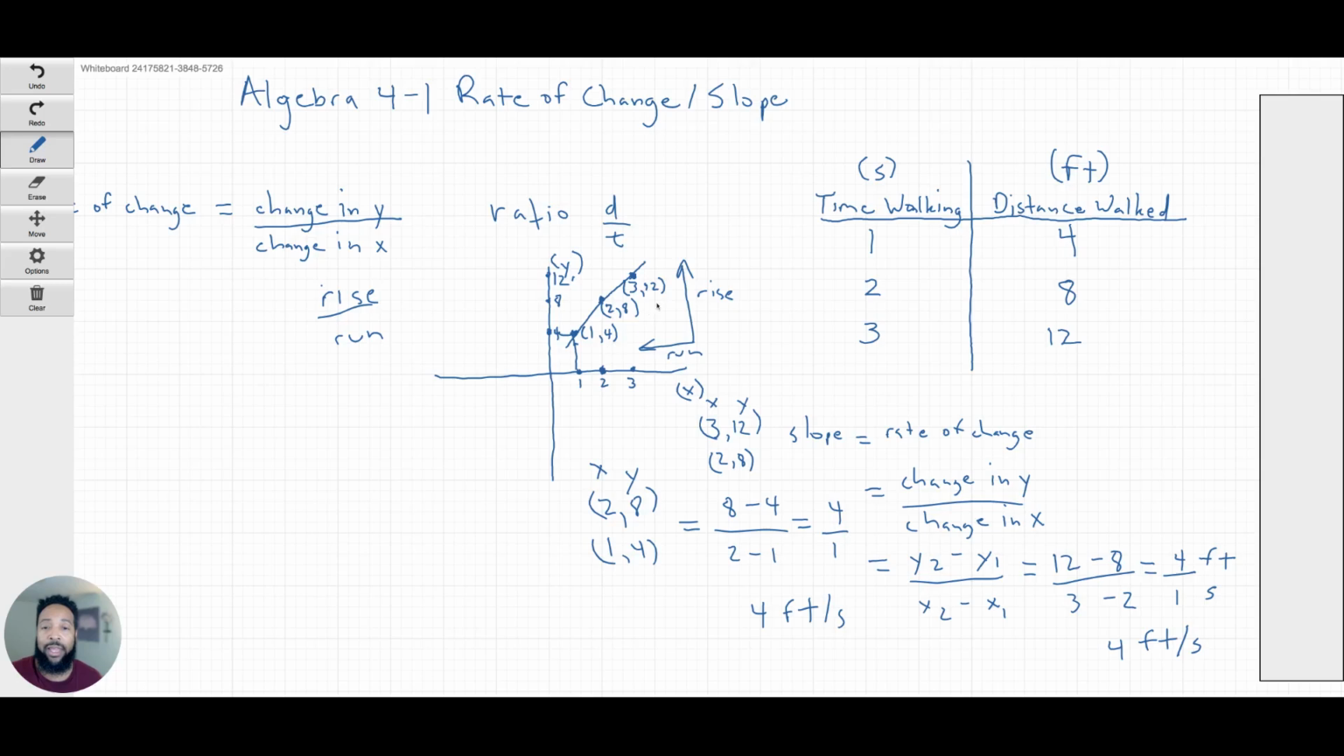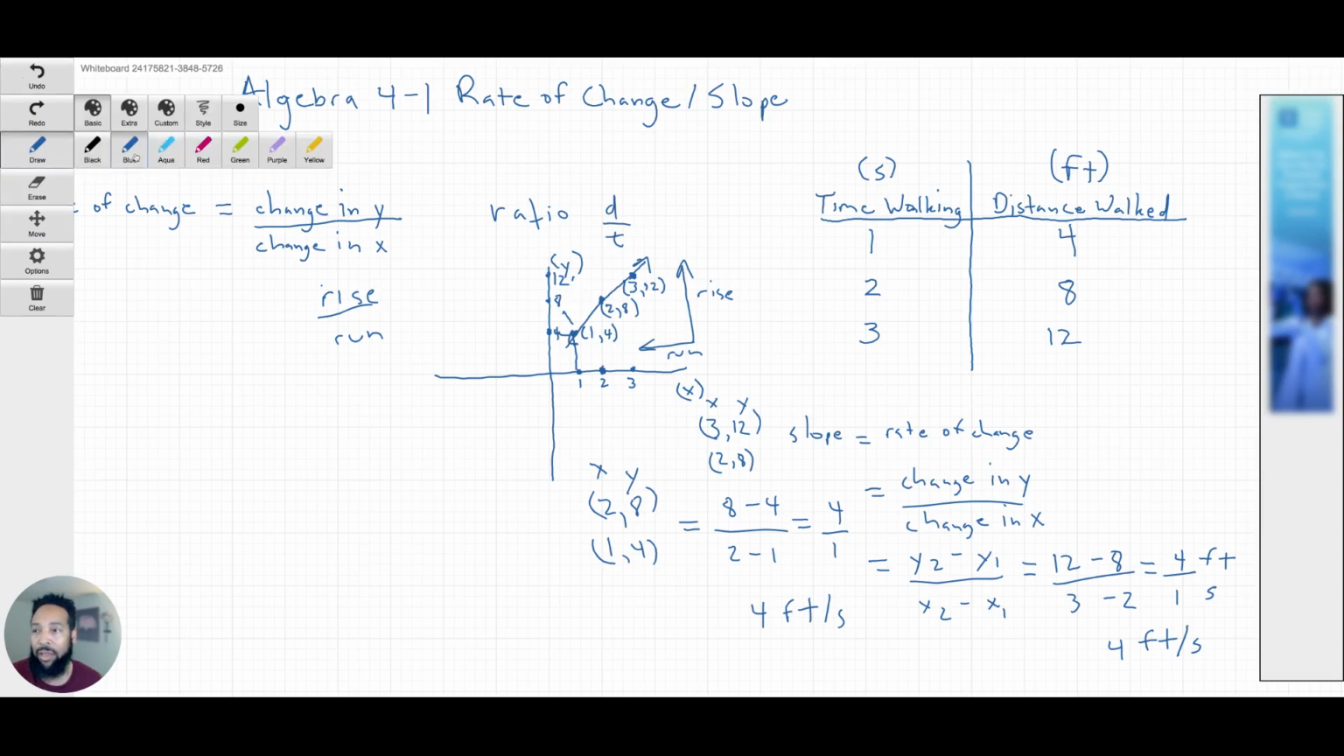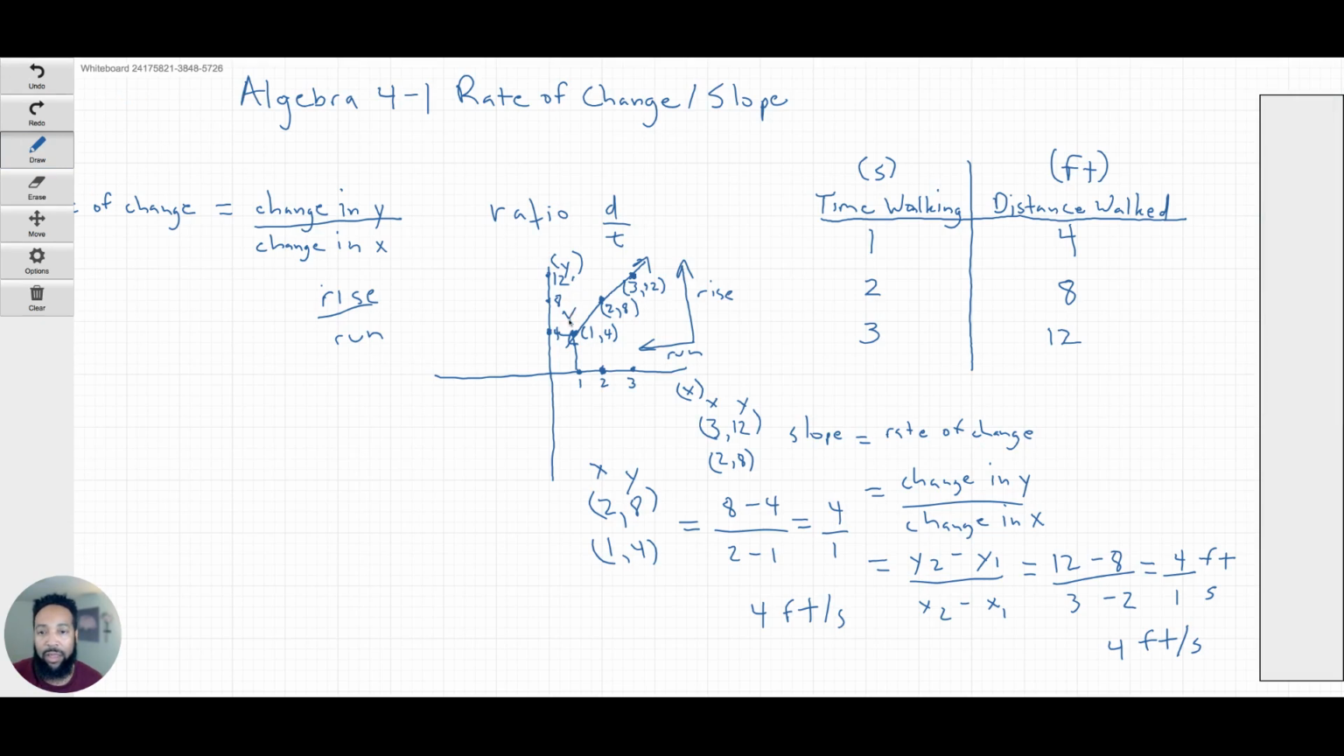So that is your rise over your run. You can also look at it that way. 4 over 1. That is your rise over your run. So that is how you find the slope of a line. The slope meaning if you were looking at this line here, this is your slope. This would be your slope.